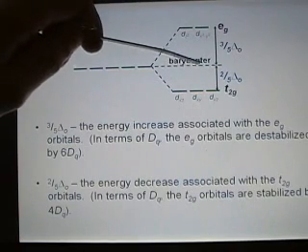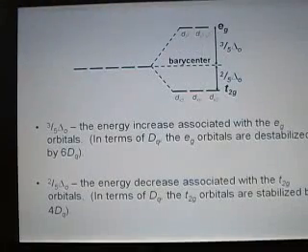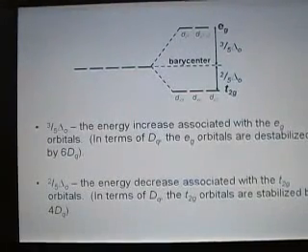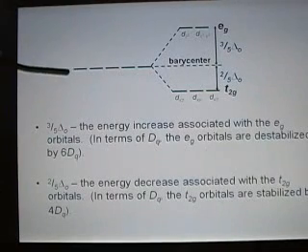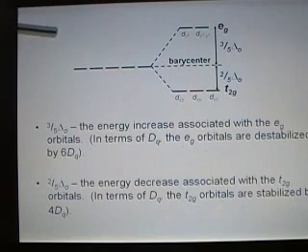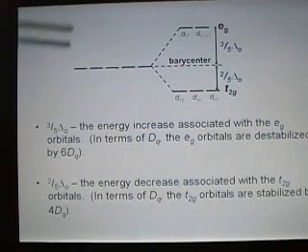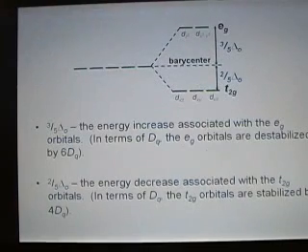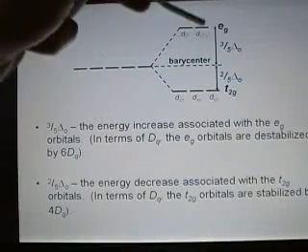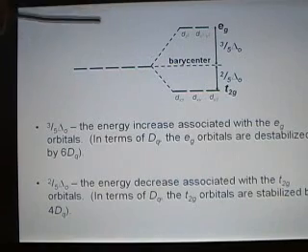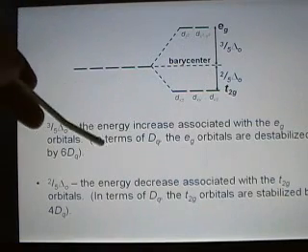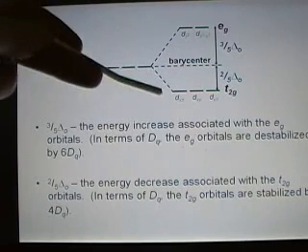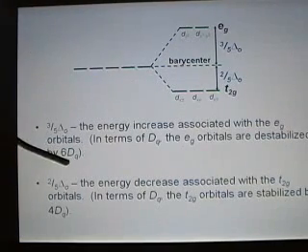So they're going to be 3/5 times delta naught above the barycenter, which, remember, is the energy associated with the 5d orbitals surrounded by a spherical field of electrons from the ligands. Now, if this was called 10DQ, 10 times 3/5 is 6. So, in terms of DQ, the EG orbitals are destabilized by 6 DQ.